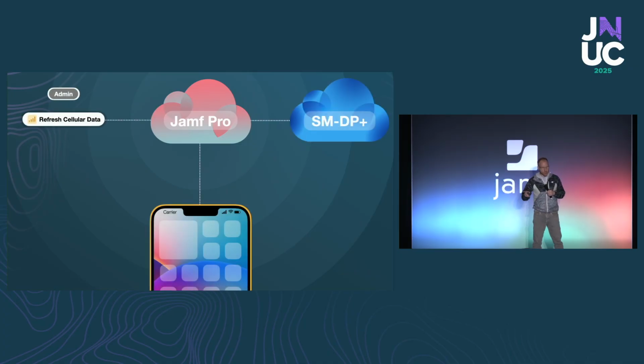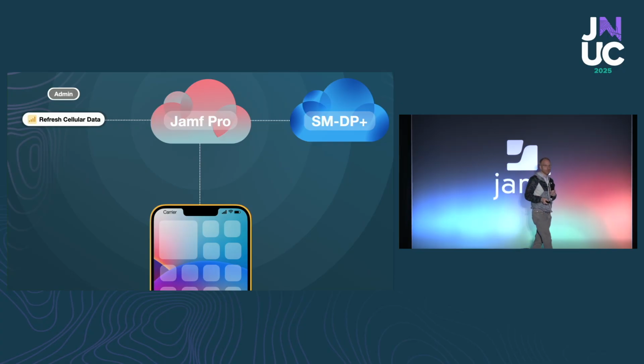And for those of you who are astute, you'll notice that our Jamf Pro cloud has been joined by another amorphous blue cloud with a very catchy name called SM-DP+. What is that? That is the carrier eSIM server. Every carrier has at least one. They either run this themselves or they might work with a third party. They might have multiple. But this is a dedicated carrier server that allows Jamf Pro to integrate with it. This is a standard from the folks at the eSIM standard board. And we can integrate with this.